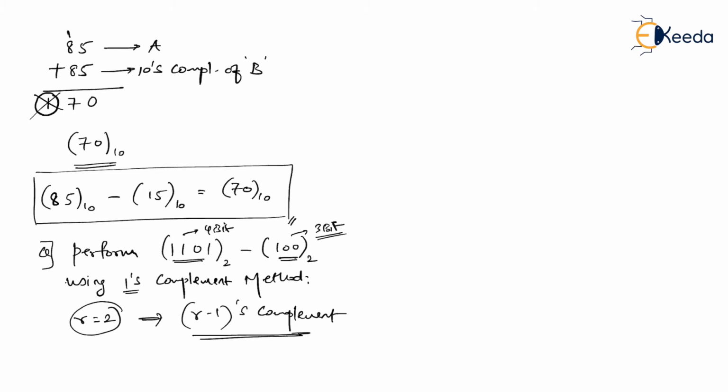Please don't use a sign extension method over here. Please kindly avoid that. If they are asking you to make 3-bit to be 4-bit, just put extra 0. Don't use sign extension concept over here. I hope you understand my point. So here A is 1101 to the base 2. So I'm going to treat my B as 0100 in order to make it 4-bit. I hope you are clear with that.